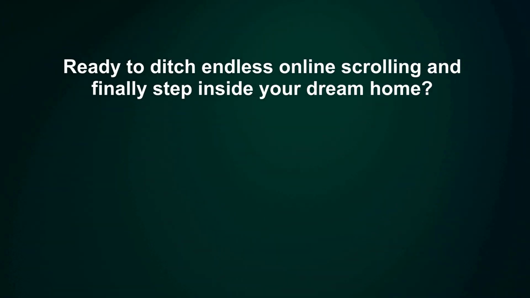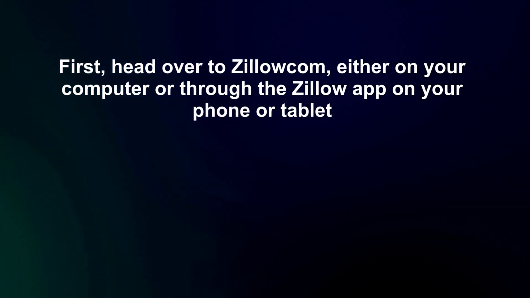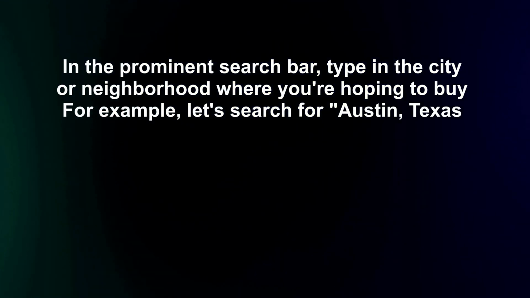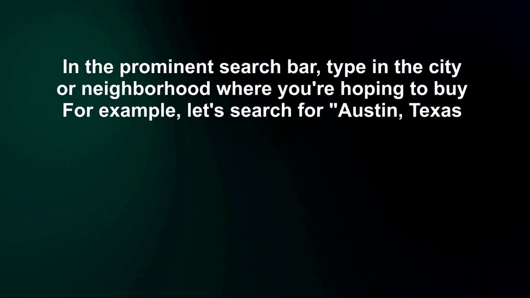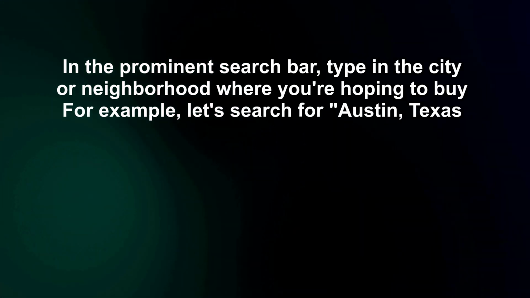Ready to ditch endless online scrolling and finally step inside your dream home? First, head over to Zillow.com, either on your computer or through the Zillow app on your phone or tablet. In the prominent search bar, type in the city or neighborhood where you're hoping to buy. For example, let's search for Austin, Texas.